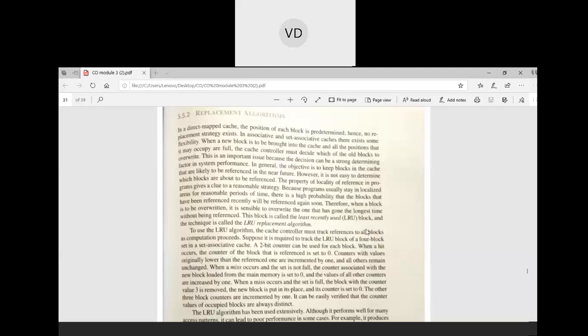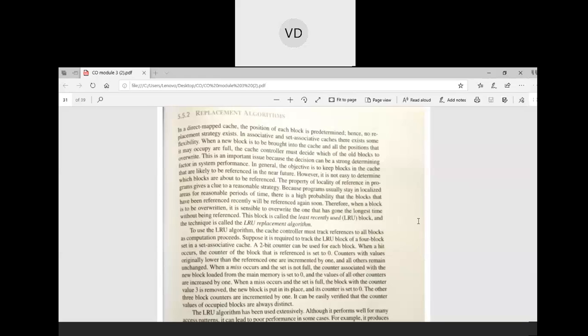All of you are seeing this? Yes. So block number 0 is referenced once, block number 1 is referenced 2 times, block number 2 is referenced 3 times and block number 3 is referenced 2 times. Now, suppose among these 4 blocks, block 0, 1, 2, 3, block number 2 will be referenced next.